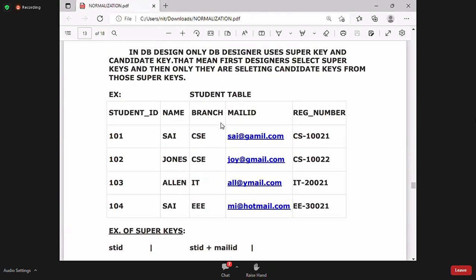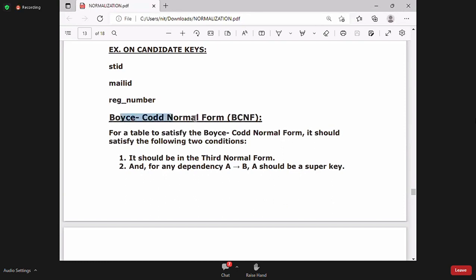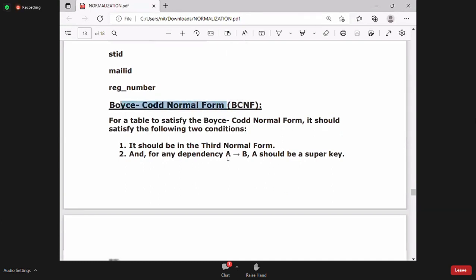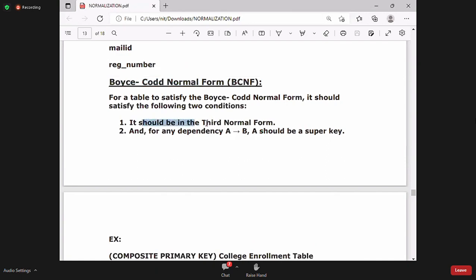So based on this definition, guys, come to your Boyce-Codd normalization formula. In this, what we said is, first of all, your table should be in the third normal form, and for any dependency A depends on B, A should compulsorily be a super key. Now if A is not a super key, then even if A depends on B, that rule is not applicable in Boyce-Codd. Boyce-Codd will never accept that kind of rule and columns. Okay, now right. But how will it be defined?